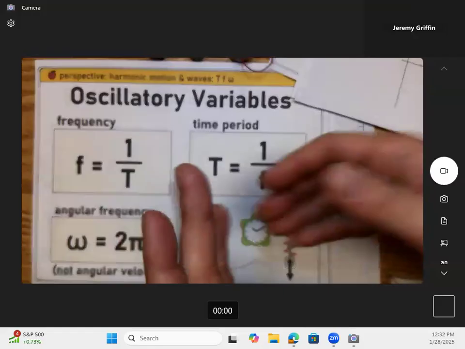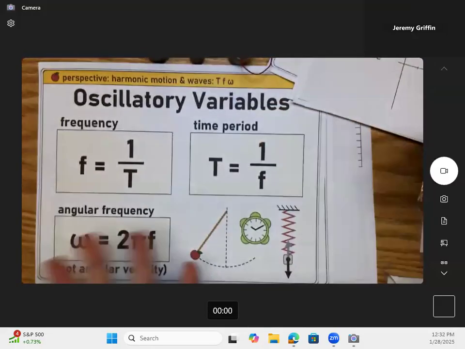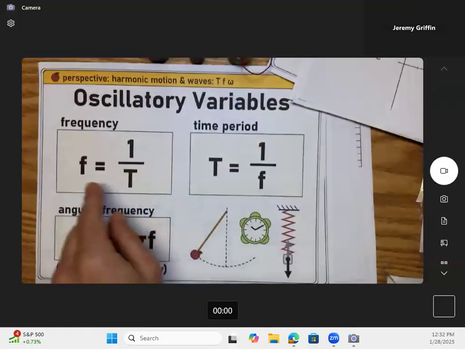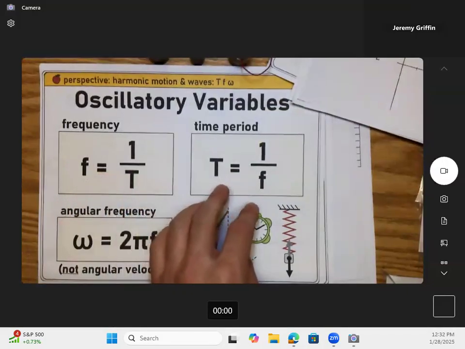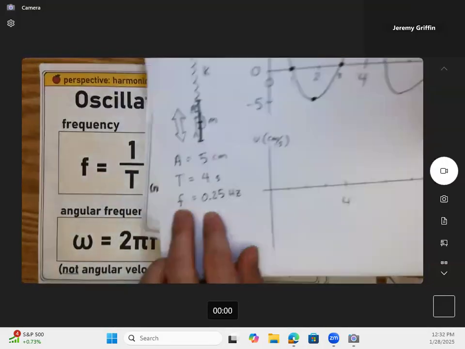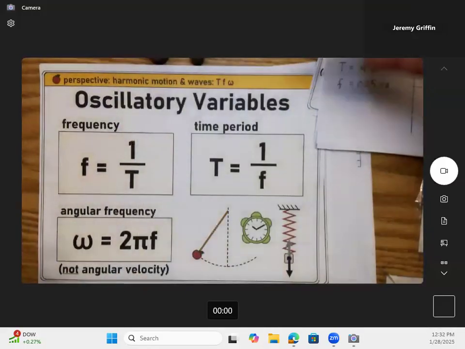Okay. Because what if I do this? Is that approximately 4 beats per second? Could you call that a frequency of 4 hertz? And what's the time period between beats? A quarter of a second, right? Which is the exact reverse of the example that we're doing here. So the example that you guys just wrote in your notes is more like this.